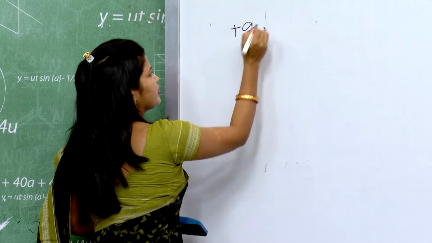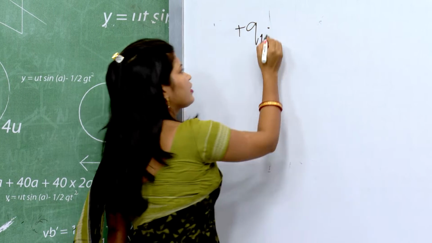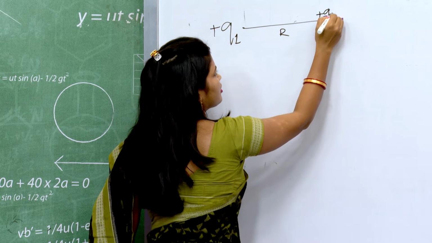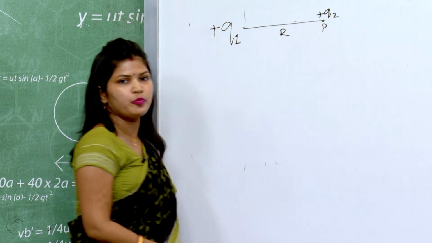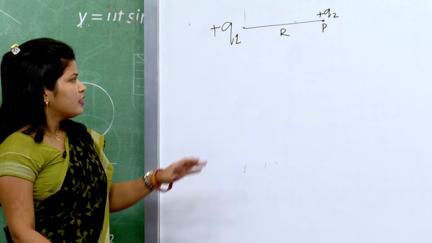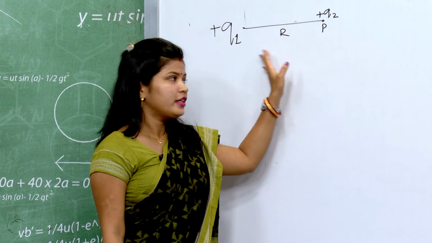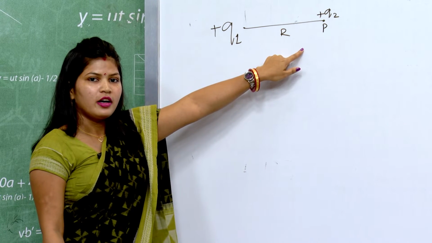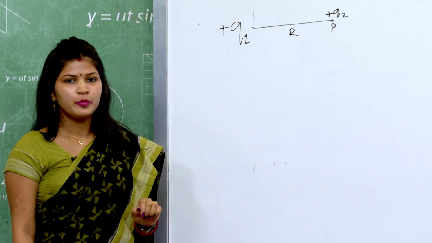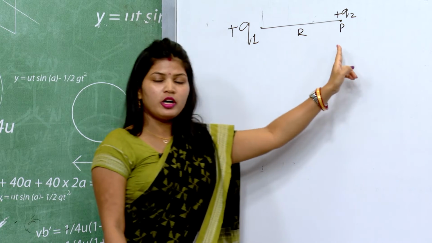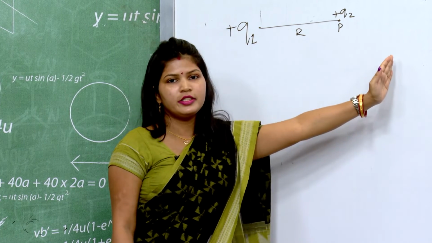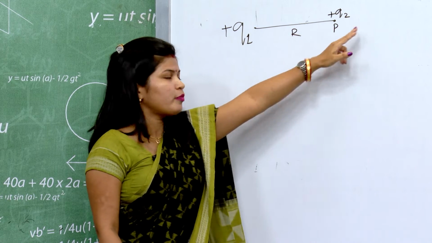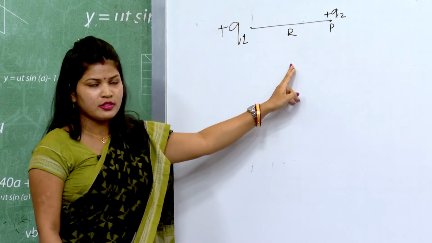Plus Q1 here. At a distance r apart, you have another charge that is plus Q2 at point P. It is very clear that in order to bring them together, in order to bring them at a distance r, I have to do work, because these two are positive charges and they repel each other. So, I have to do more work to bring this charge from infinity to this distance.